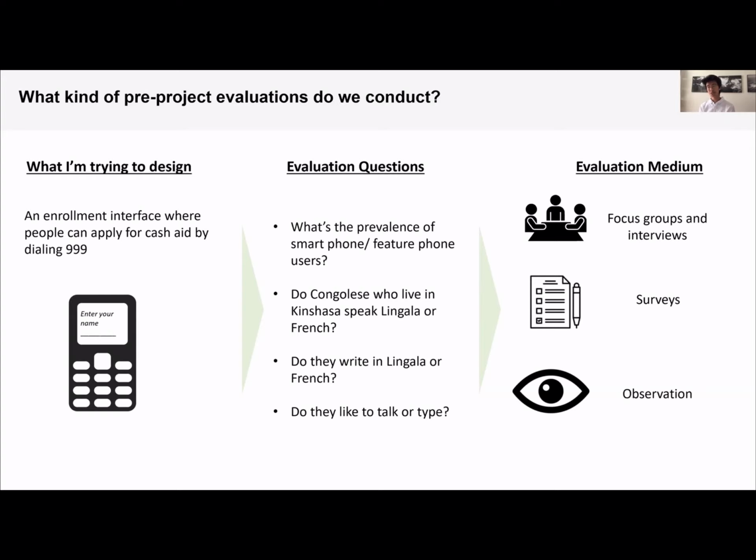We have a bunch of hypotheses, but instead of just designing straight out, we need to test these things. And so we have field teams that go out and do focus groups and interviews, talk to groups of people of different demographics. Surveys are really helpful when trying to get a quantitative read. And then of course, observation, right? So we prototype a few interfaces, put it in the hands of potential users, and then just watch how they interact with that. So these are some pre-program launch kinds of evaluation that we do.